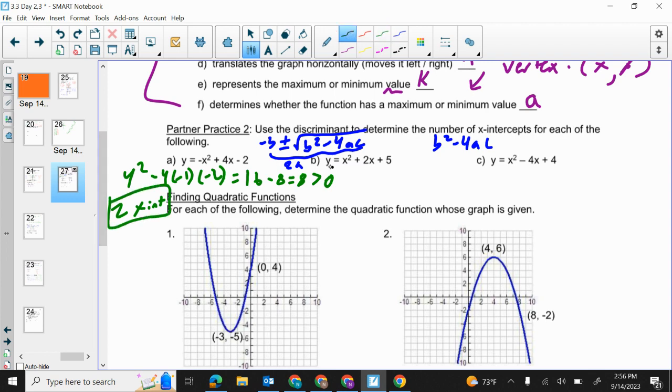Now the next one. If I do this discriminant, that's 2 squared minus 4 times 1 times 5. So 2 squared is 4, minus 4 times 5 is minus 20. This equals negative 16. This is going to have no x-intercepts.